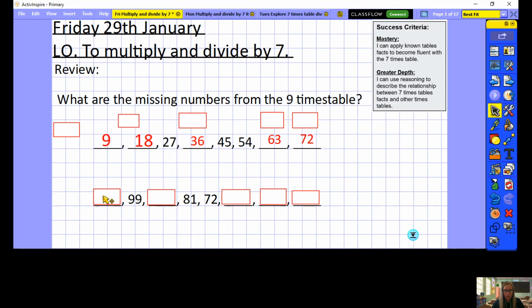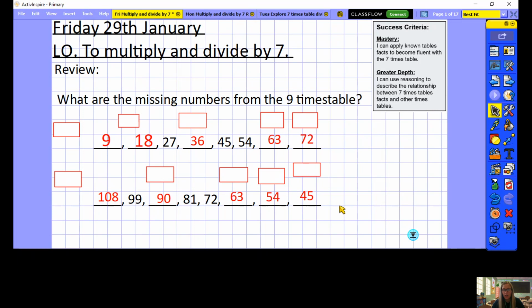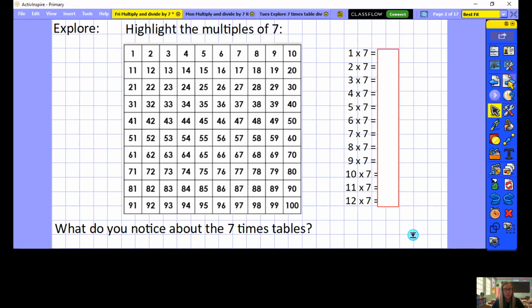So I could have looked at the first number here and I would have realized that this number is going to be 9 more than 99. And this number here is going to be 9 less than 99. So let's see how you got on. It's 108, 99, 90, 81, 72, 63, 54, and 45. So well done if you could use your knowledge of the 9 times table to fill those in correctly. So let's look at the 7 times table.